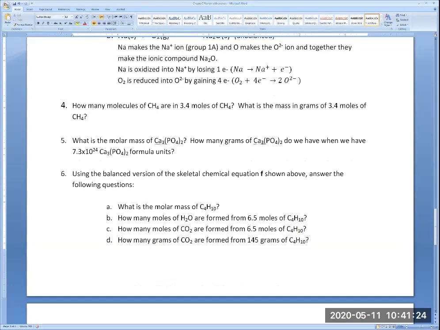So let's go through problem 4 here. How many molecules of CH4 are in 3.4 moles of CH4? So let's start with that question. Here it's talking about moles, which in chapter 5 you're told that 1 mole is equal to 6.022 times 10 to the 23rd particles or things.